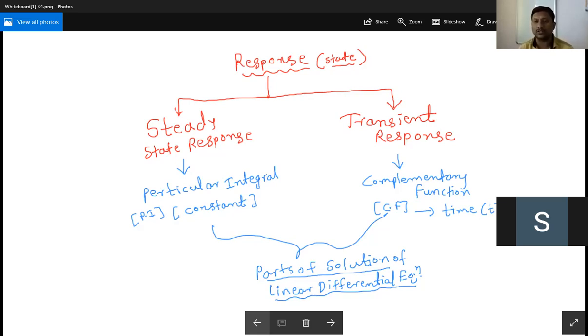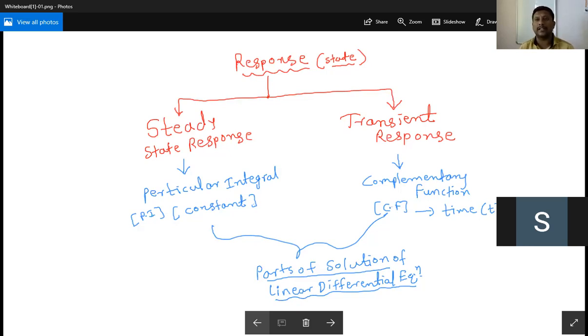So first of all, we are using the linear differential equation here. Steady state response is represented by the particular integral, and transient response is represented by the complementary function. These two parts are nothing but the solution of a linear differential equation. Are you getting my point?